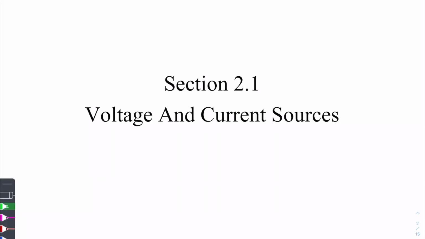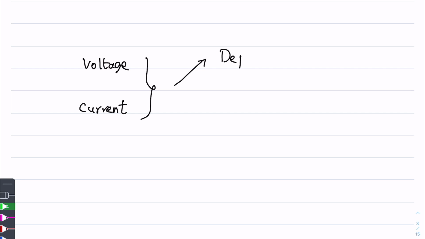We are going to look at section 2.1, voltage and current sources. Okay, so there are two kinds of sources, voltage and current sources. And even within these two sources, we have two types. There is dependent and independent.